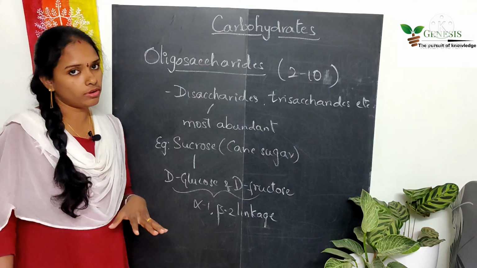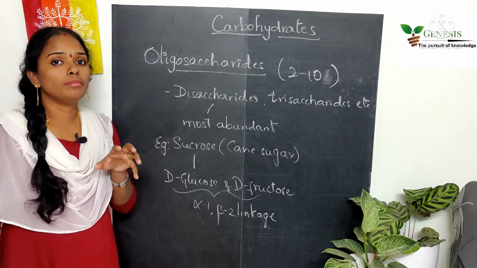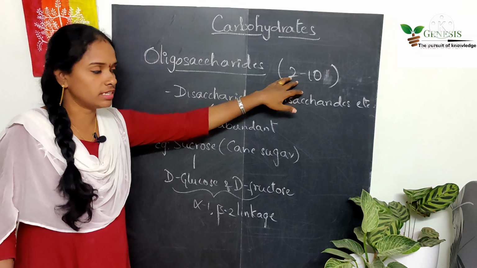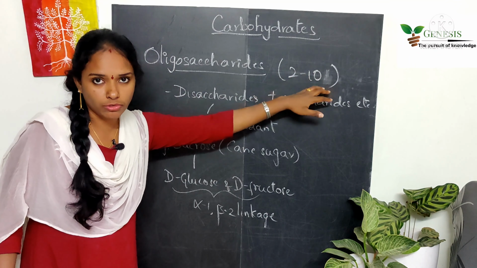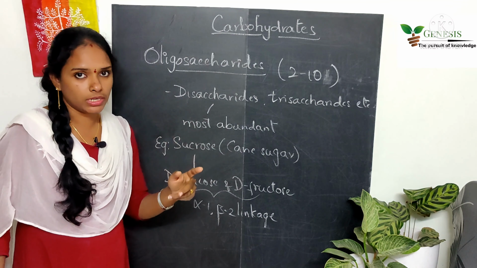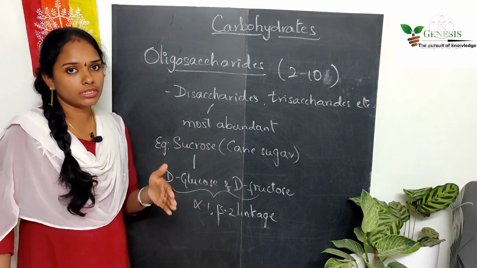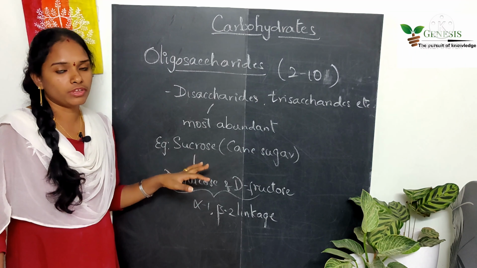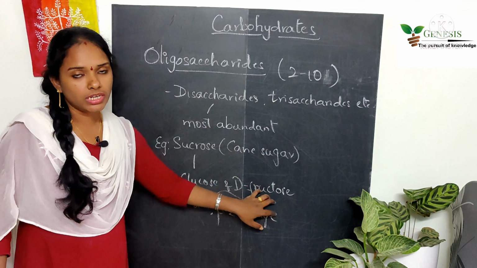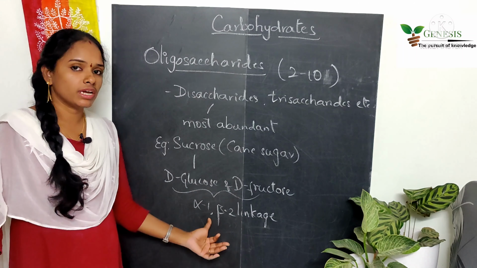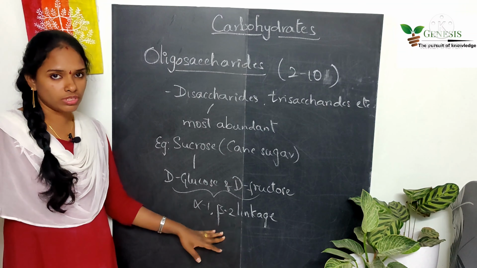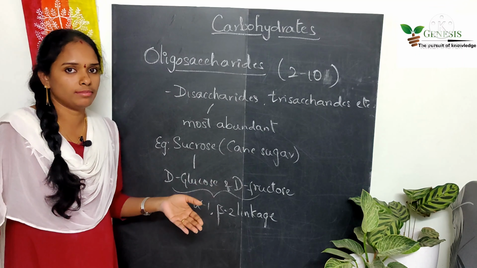So the main important point for oligosaccharides is the kind of bonding. Oligosaccharides contain 2 to 10 monosaccharide units, and these monosaccharide units are joined with one another by glycosidic linkage. In the case of sucrose, we have 2 monosaccharide units, D-glucose and D-fructose. These two are joined with one another by a glycosidic linkage called alpha 1 and beta 2 linkage. We will understand this once we discuss the oligosaccharides in detail.